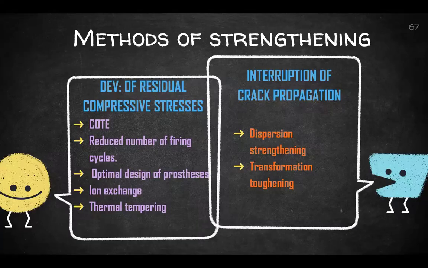So again, what are the methods of strengthening? Development of residual compressive stresses within the mass. This is achieved by mismatch in coefficient of thermal expansion, COTE, reducing the number of firing cycles, optimal design without sharp line angles, and using techniques like ion exchange and thermal tempering. And finally, interruption of crack propagation, so there is dispersion strengthening and transformation toughening happening within the material.